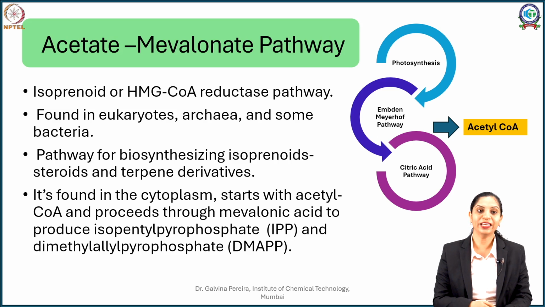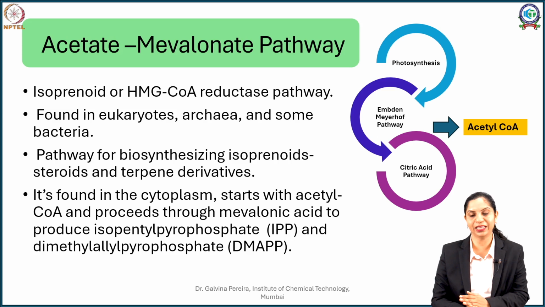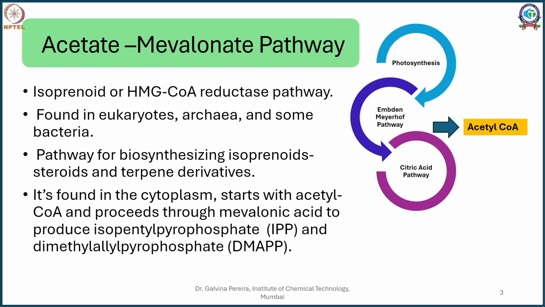Now this pathway is used for biosynthesizing compounds such as terpenes and also steroids, especially your hormonal compounds. It is found in the cytoplasm and starts with a simple molecule of acetyl-CoA. Three such molecules of acetyl-CoA add together to form mevalonic acid, and thereafter you get your isoprenoid units, which are isopentenyl pyrophosphate and dimethylallyl pyrophosphate. So what happens chemically?